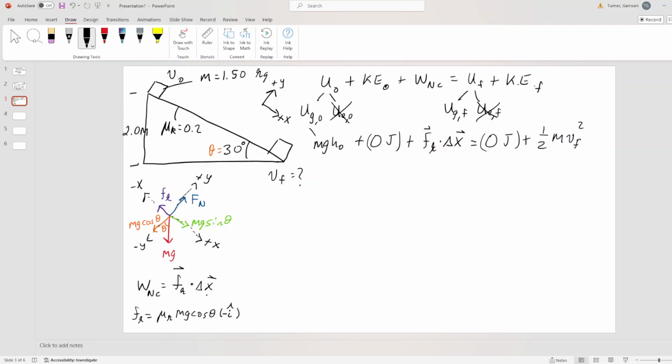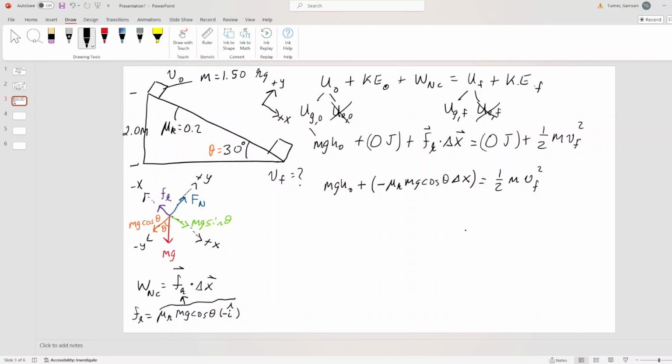So, putting all of this together, when I insert this in for my frictional force in the work, what this becomes is mgh naught plus negative mu_k mg cosine theta, all right, times delta x, whoops. And the dot product behaves the exact same way as the previous part. Okay, the negative i dot i becomes negative 1, and that's where this negative sign is coming from. Okay, and all of this is going to equal 1/2 m v final squared.